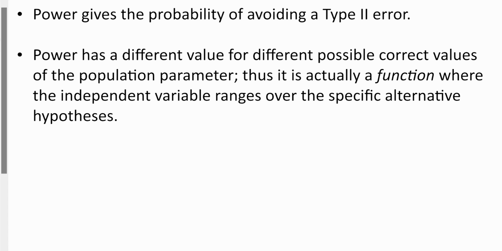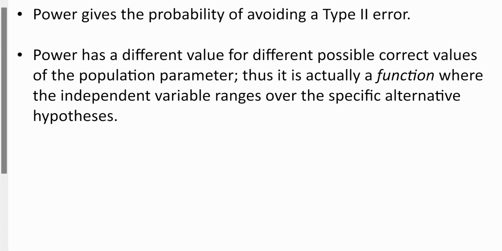So power gives the probability of avoiding a type 2 error. Power has a different value for different possible correct values of the population parameter. Thus, it's actually a function where the independent variable ranges over the specific alternative hypotheses. It's going to get to a point that I'm going to make later. It's not a fixed value. It's something that can change depending on a lot of factors.